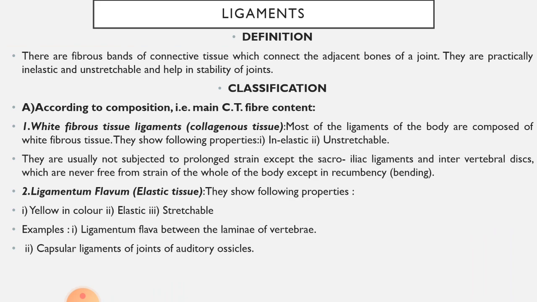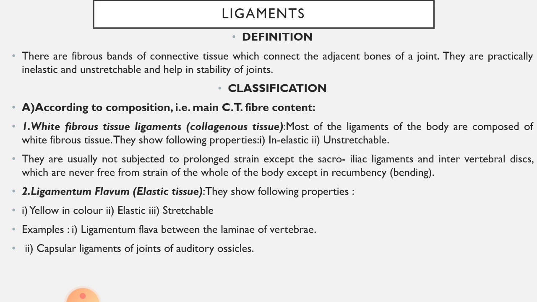They show the following properties: they are inelastic and unstretchable. They are usually not subjected to prolonged strain except the sacroiliac ligaments and intervertebral discs, which are never free from strain of the whole of the body except in recumbency.